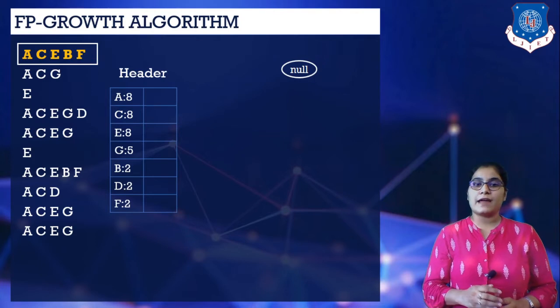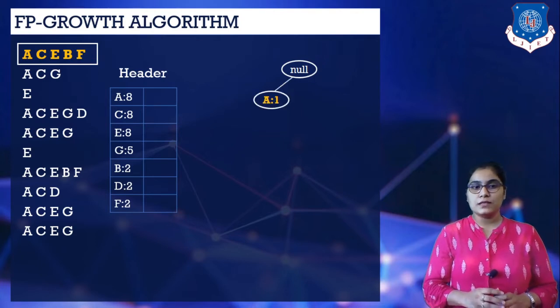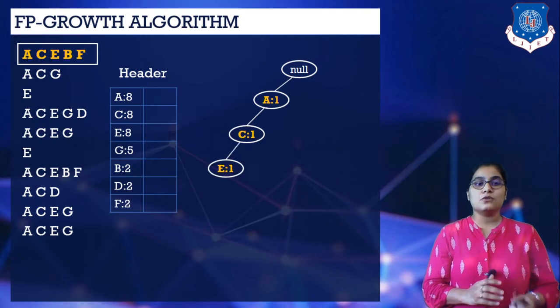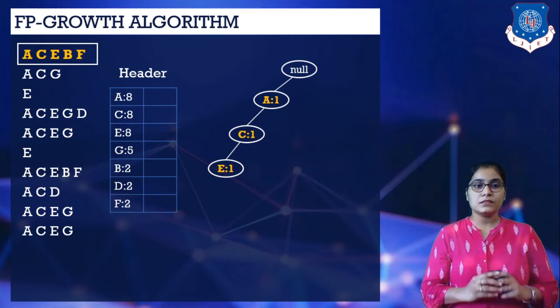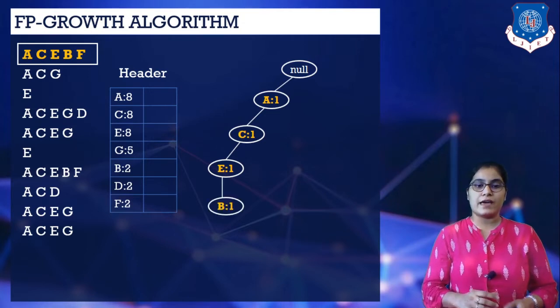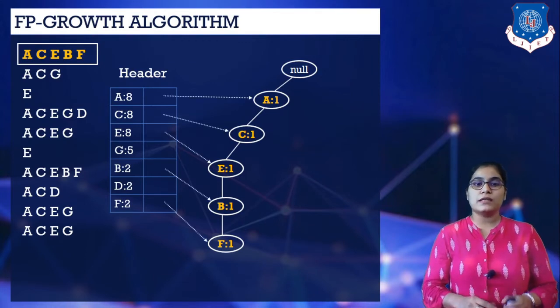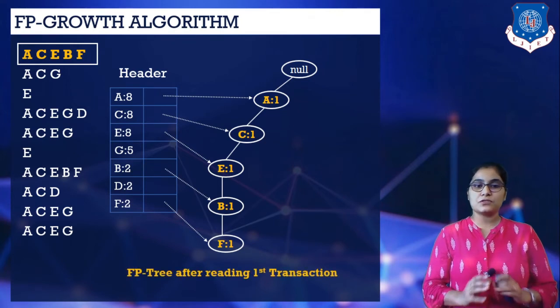So we first add node A with a count of 1, then we will add node C and link it with the node A and also initialize it with count 1. Now we will add node E and link it with the node C and apply the count 1. The same goes for node B and node F. Also, we have to link all these nodes with the header table. This is how our tree looks after the first transaction.